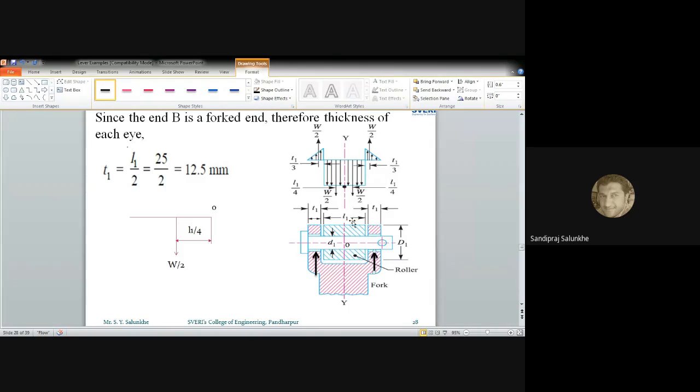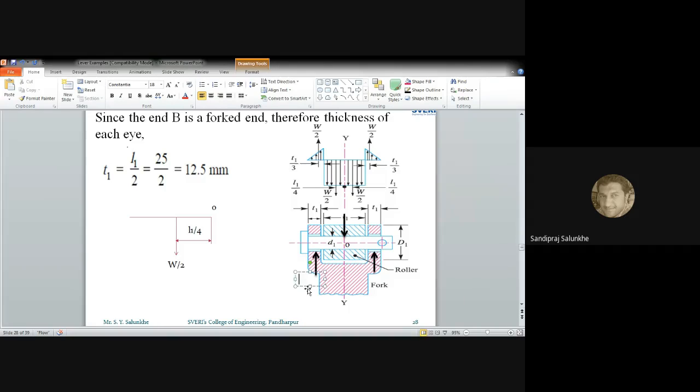These are the reactions which are coming, as naturally W is acting in downward direction. At center we are going to consider it, though it is uniformly distributed. But while we are going to calculate the reaction, at that time we are going to consider it as a point load W which is acting. So W by 2 will be the reaction which is coming on this side, and W by 2 will be on the other side, which has been mentioned here.